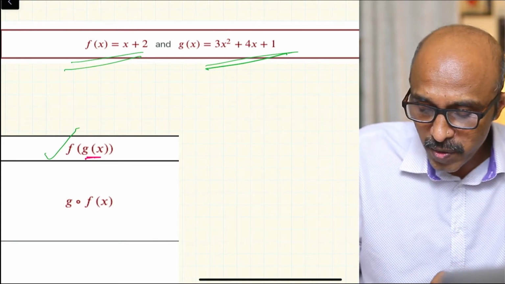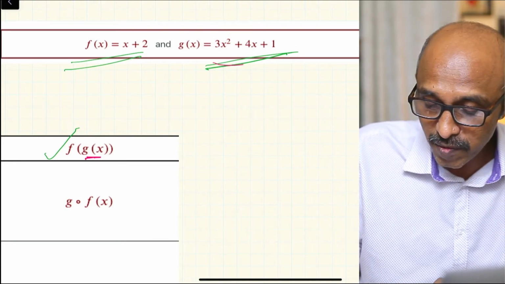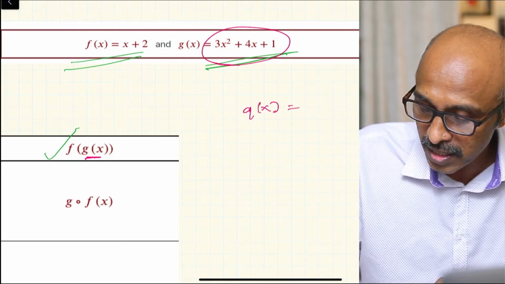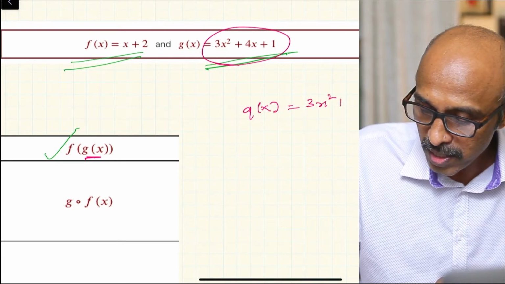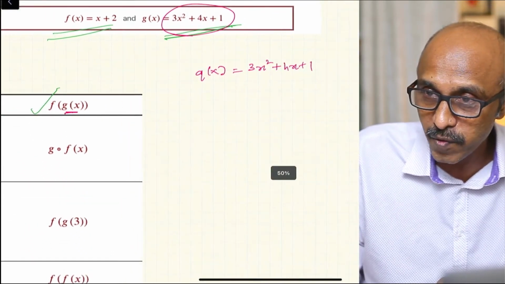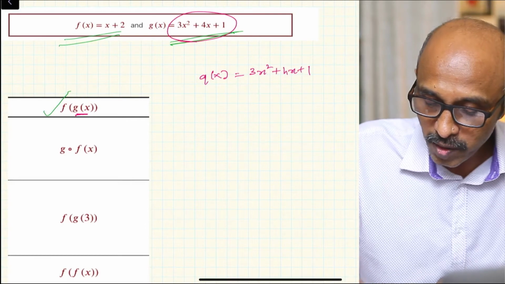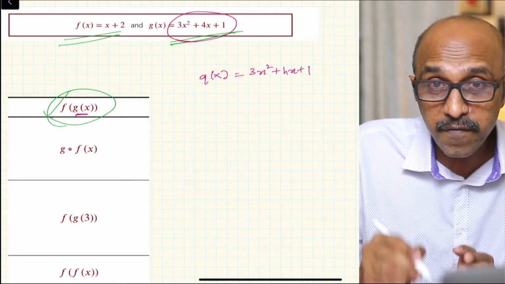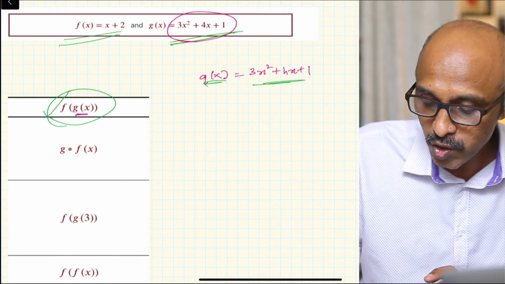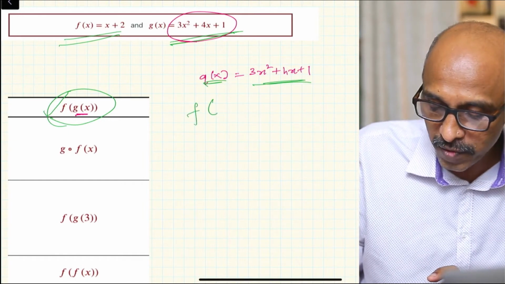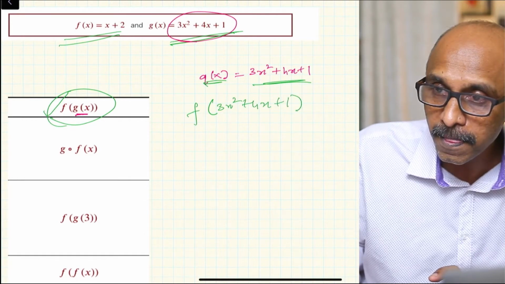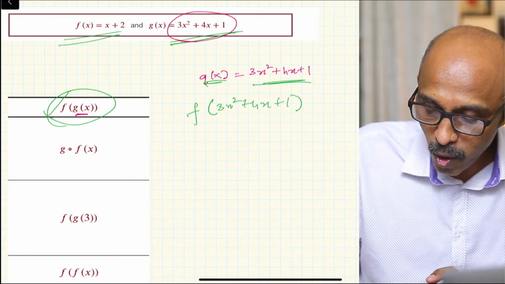G of x, first evaluate g of x. Well, it's just in terms of x, so g of x is just as it was defined. G of x is 3x squared plus 4x plus 1. That's the first function, that's the first step. Let me bring this into the view of the camera. Now, we are going to find, as the question requires us, f of the output of g. So that would mean f of 3x squared plus 4x plus 1. All right, f of the output of g.